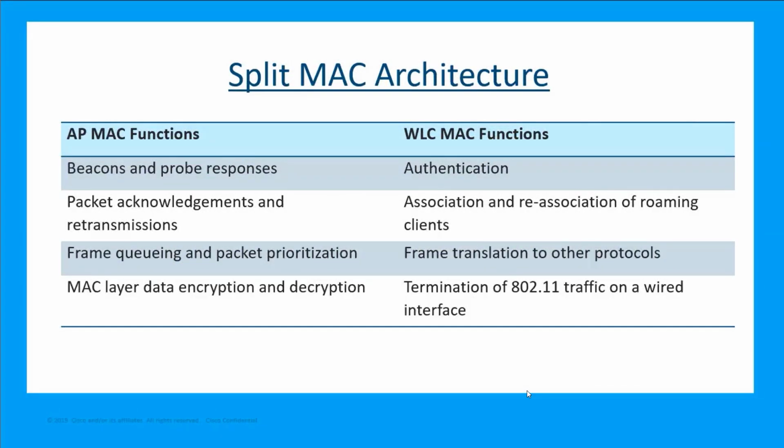A key component of CAPWAP is the concept of split media access control. With this, we're going to have the functions normally performed by an individual access point distributed across two functional components. The first functional component being the access point MAC function. That's going to be handling the beacons and probe responses, packet acknowledgements and retransmissions, frame queuing and packet prioritization, and MAC layer data encryption and decryption.